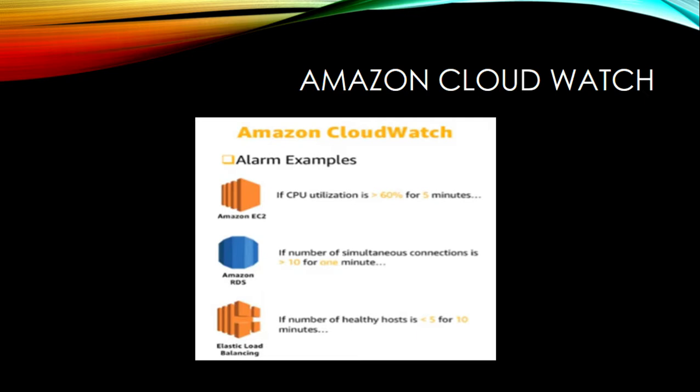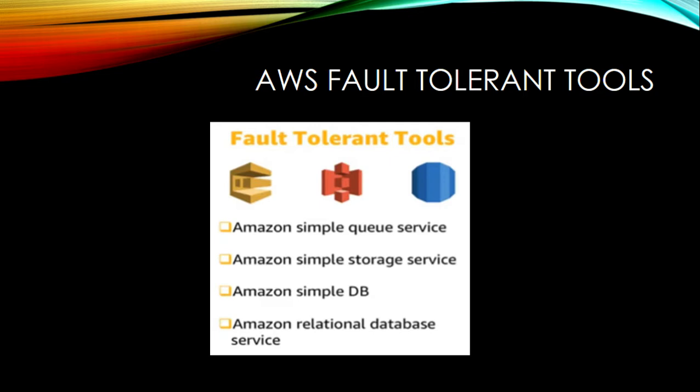Okay. All right, so let's take a look at some of the fault tolerant tools. So first we have the Amazon SQS, which is the Simple Queue Service. Now, this can be used as a backbone of your fault tolerant application. It is a highly reliable distributed messaging system. So Amazon SQS can help you ensure that your queues are always available.